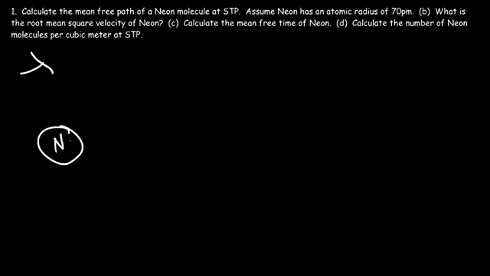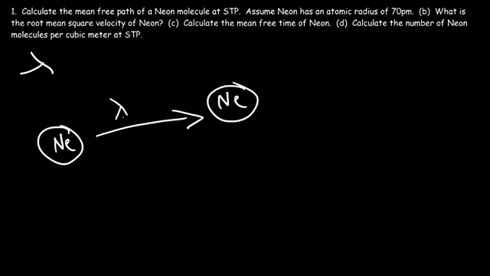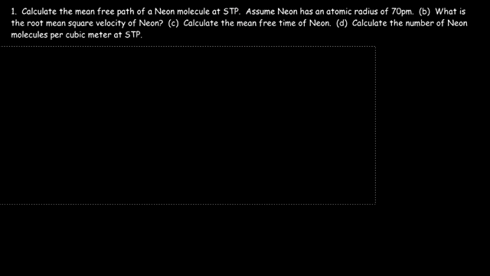So we're dealing with neon in our example. How far will neon travel before it collides with another neon gas molecule? That's the mean free path, and that's what we need to calculate in this problem.